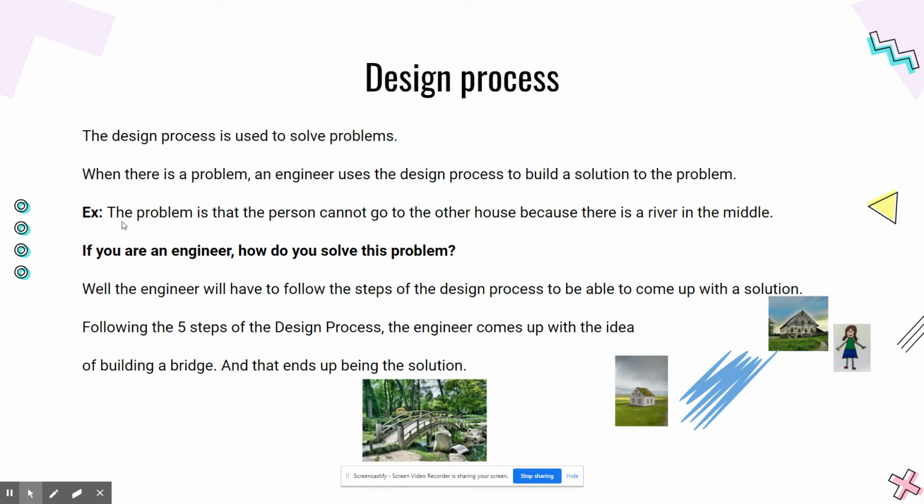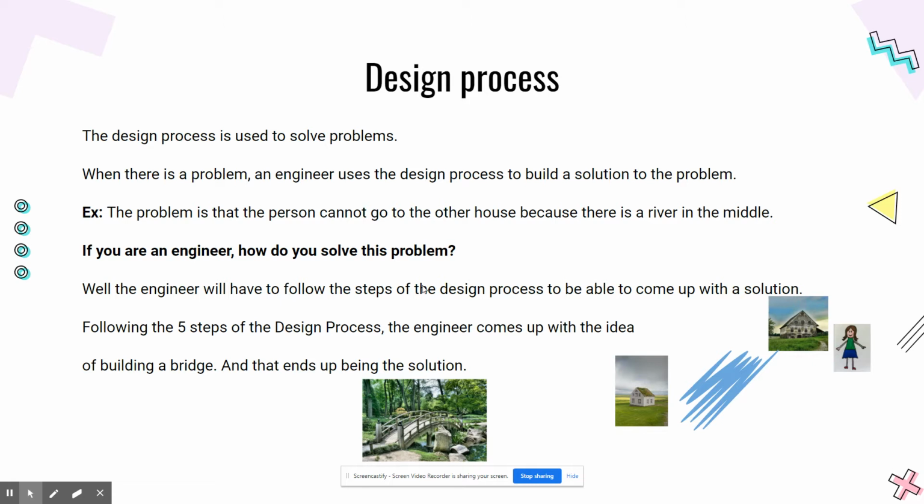For example, let's say that this is the problem. You have a person that cannot go to the other house because there's a river in the middle. So here we have a house, we have the person that's right next to the house, and this person wants to go to this house, but there's a river in the middle. If you're an engineer, how do you solve this problem?